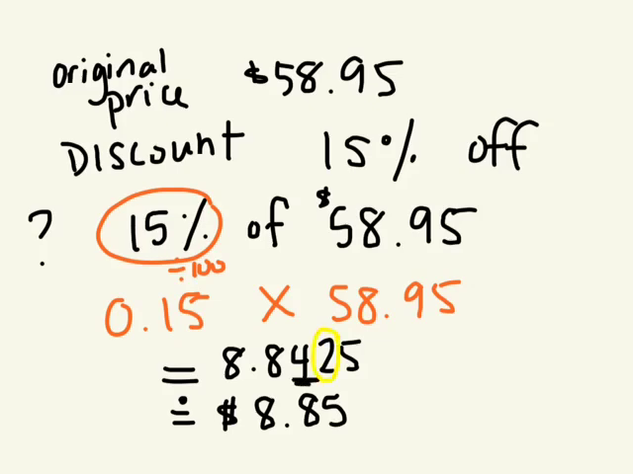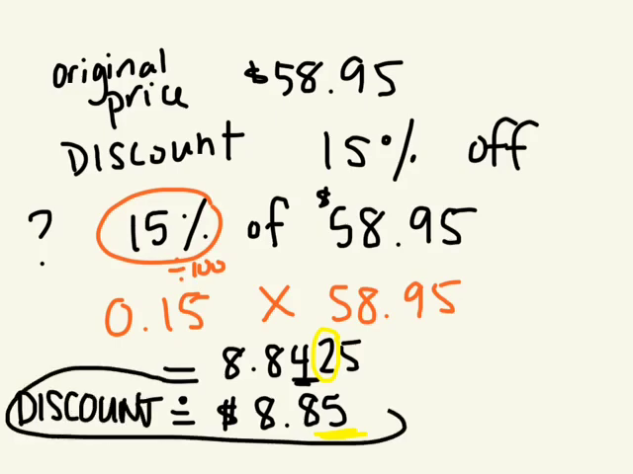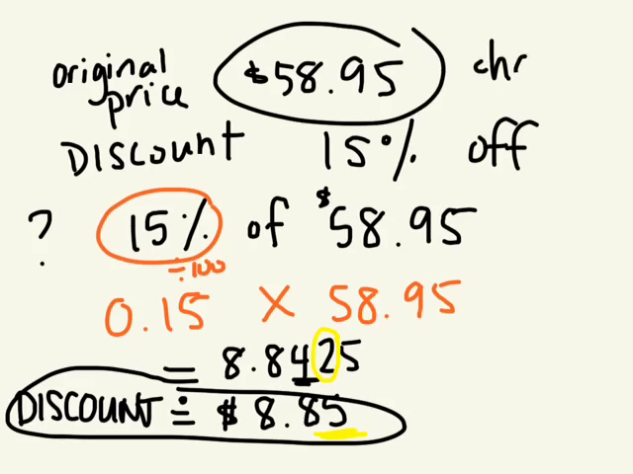Why do we have to round it to 85 cents? We have to round it to the nearest nickel because we don't pay for pennies anymore, right? We don't have pennies anymore, so we have to round it off to $8.85. So what this represents right now is the discount. Here's my chair. The original price of the chair, we were talking about a chair here, is $58.95. I know that because of this sale, because of the discount, I'm going to save $8.85.